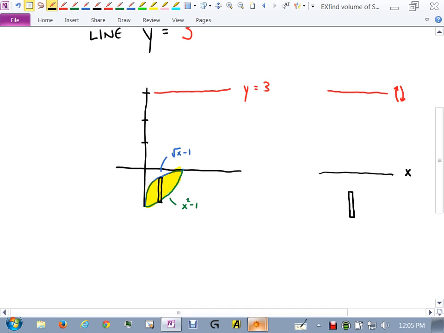Okay. Tell me about the outer radius. Going from here all the way down to here, right? That's R out. And then here, R in. What about R out? Let me label those things. On the bottom it was x squared minus 1, and the top one was square root x minus 1.